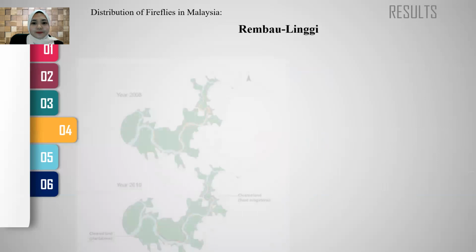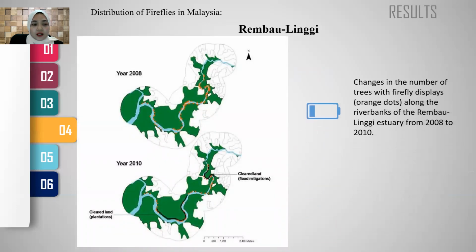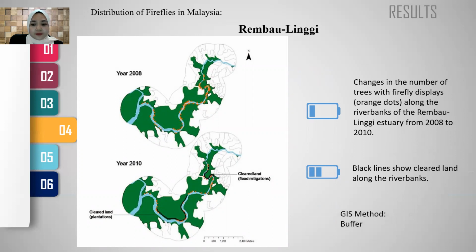And then Rembau Linggi. Two years apart, they use buffer analysis. We can see the changes in numbers of display trees in the orange dots. It changes. Look at the cleared land. The black line shows the cleared land. So it means destruction of habitat.